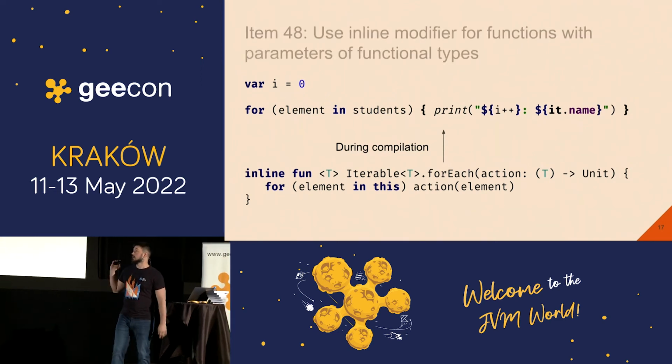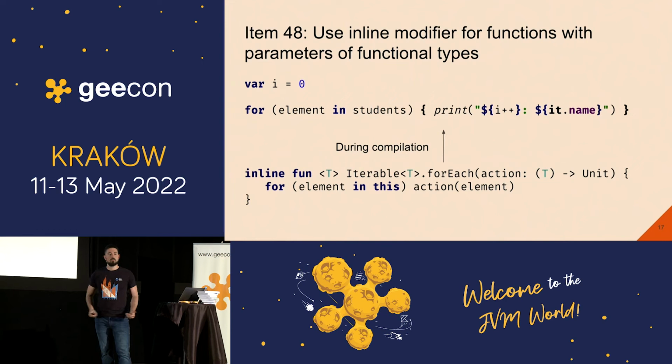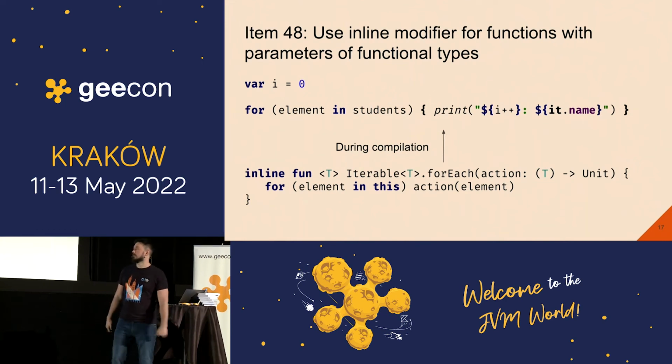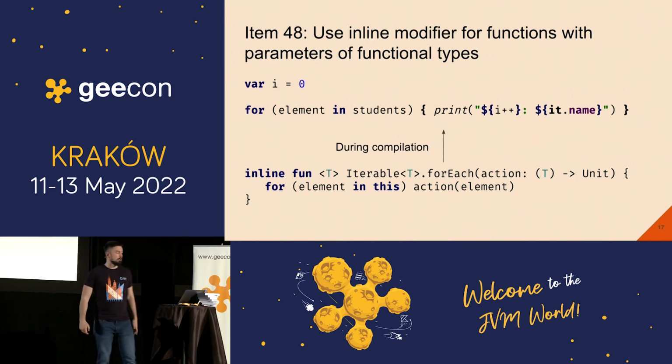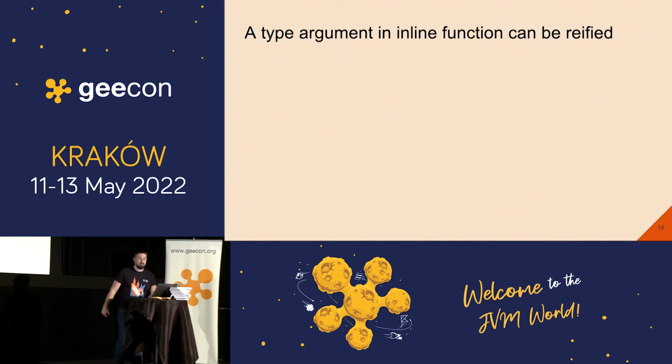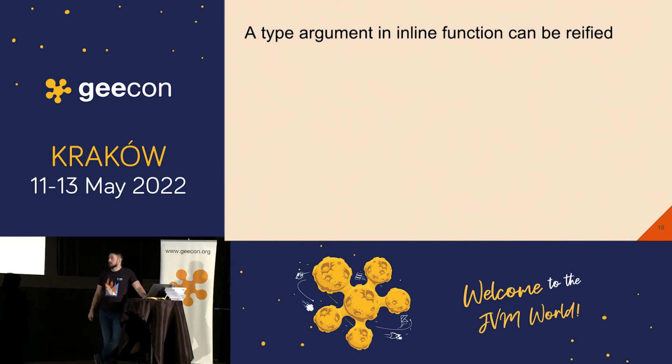So that's why we use the inline modifier for functions with parameters of functional types. It's not the only reason to use the inline modifier. The inline modifier is very powerful because it allows reified type parameters.